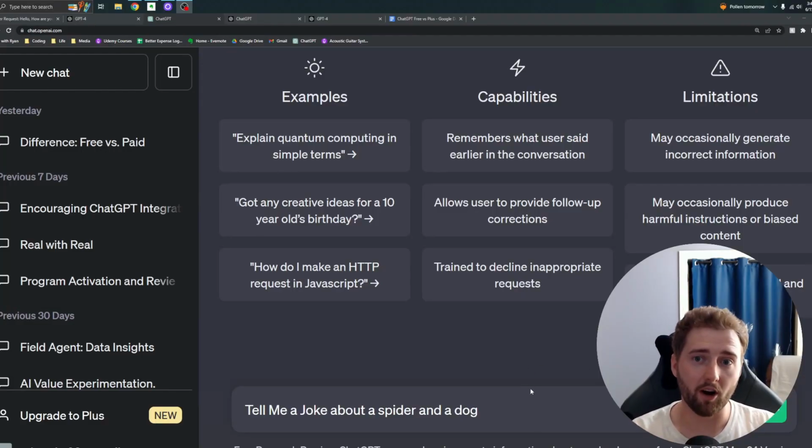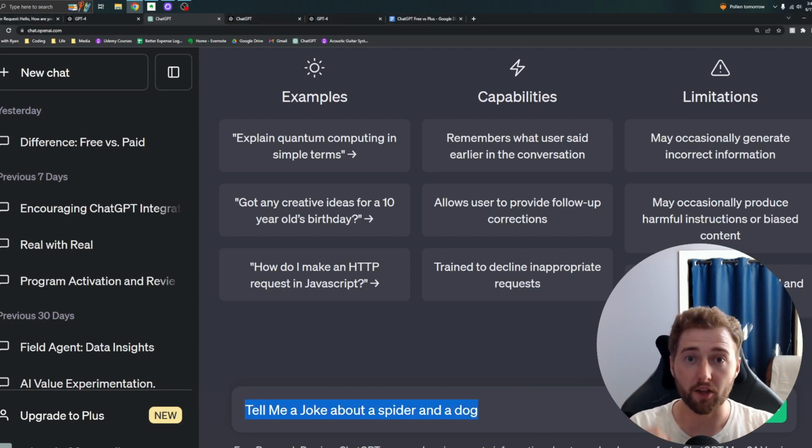Okay, to start off, we're going to be using the free version of ChatGPT. The challenge prompt I'm going to start with is have the free version tell me a joke about a spider and a dog and see what it comes back with.